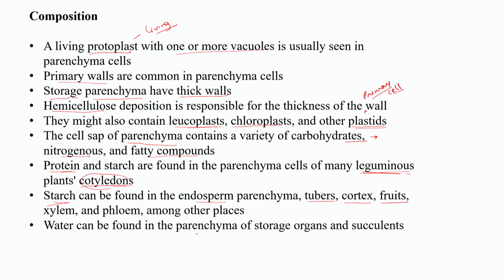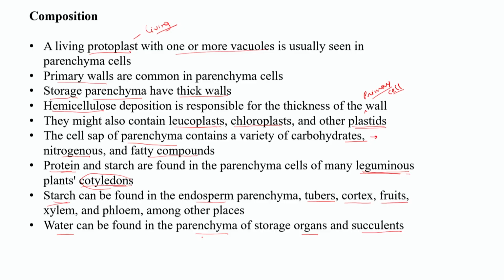Now, parenchyma is also found to store water in some storage organs, in some succulent plants like cactus. You would have seen that it has a thick fleshy stem and they store water for their future use. So in that case, parenchymatous tissue stores it.